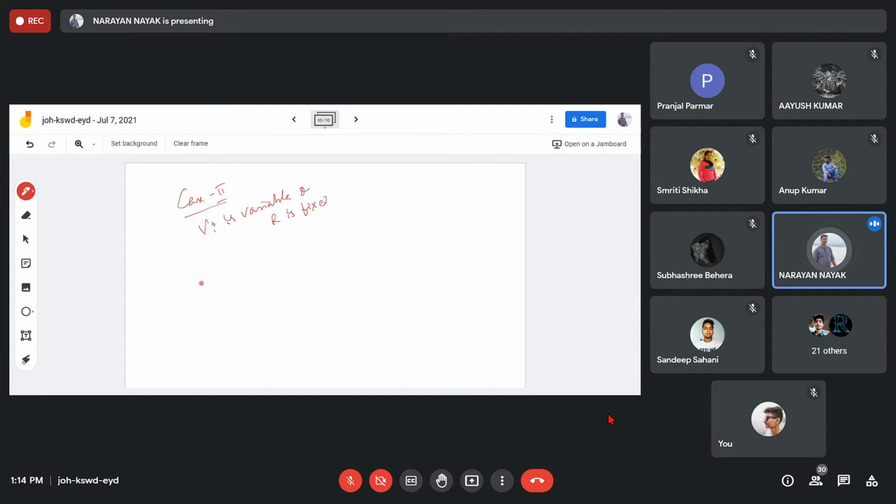So Vi is variable, which means you are supplying voltage. Variable means you can give a variable voltage like 5, 6, 7, 8. R is fixed, which means it is a constant resistance. So what will happen? You have to remove the diode and replace the Zener diode with its equivalent model. So what does replacing the Zener diode with the equivalent model mean?